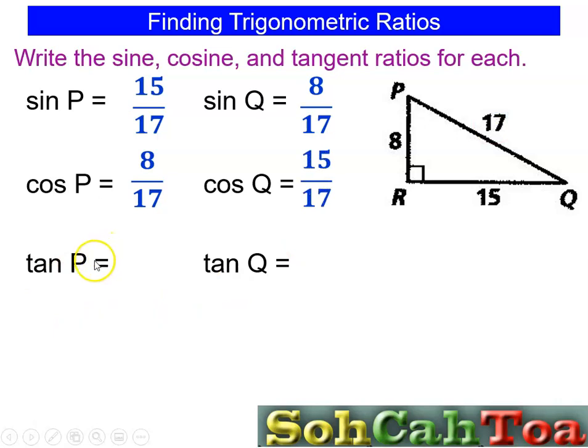And the last one, tangent of angle P, well, tangent TOA is opposite 15 over the adjacent side 8. So I have 15 over 8. And the tangent of Q, TOA, I need the opposite 8 divided by the adjacent side to Q, which is 15, and I get 8/15. So that's how easy it is to find the ratios of sides for each trig function as long as you know SOH CAH TOA.